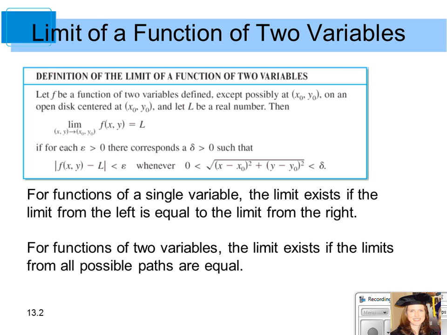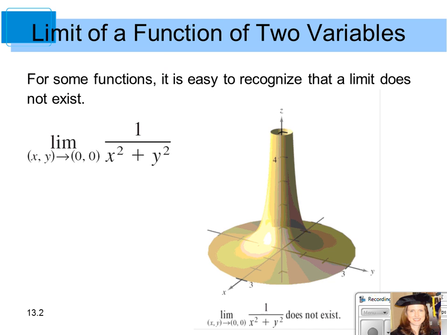For functions of a single variable, the limit exists if the limit from the left is equal to the limit from the right. For functions of two variables, however, the limit exists if the limit from all possible paths are equal. That is going to present us with a challenge. Going in two directions for a function of a single variable isn't too bad. You can go from the left or from the right. But in terms of functions of two variables, there are an infinite number of paths. So that could, again, present us with a challenge.